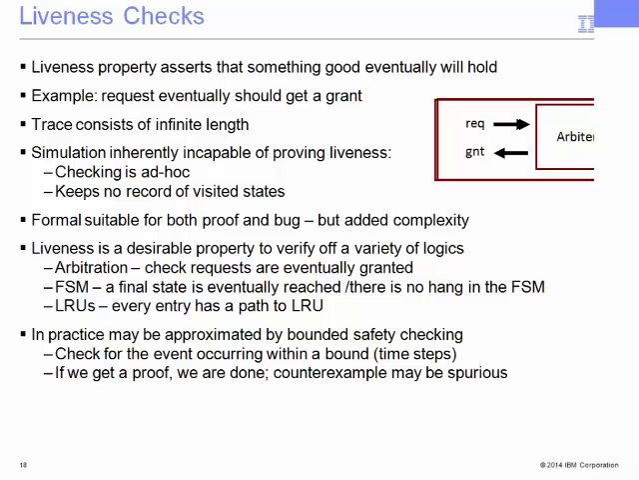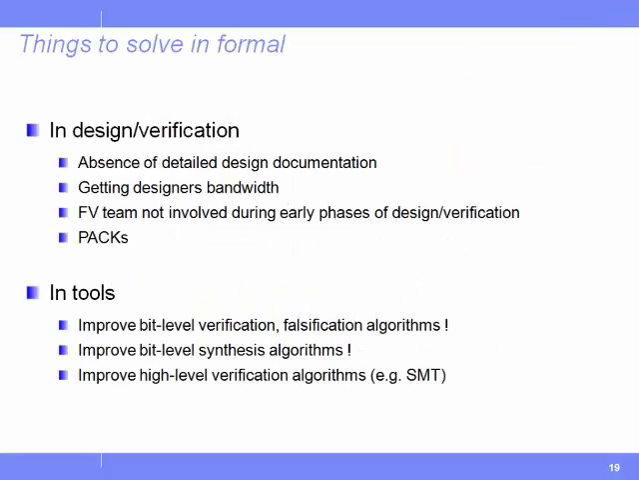So the main problems that we have been seeing in applying formal have been the absence of detailed design documentation, which is a very big problem we have to deal with, because most of our checking is at the macro level, as I mentioned. Another is getting designers' bandwidth, because sometimes it's really difficult as they get caught up in other things, and without that it's very difficult to proceed at the macro level, because you do not really have any other source where you can go to.